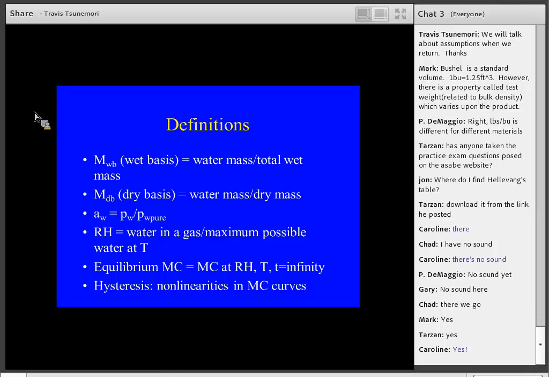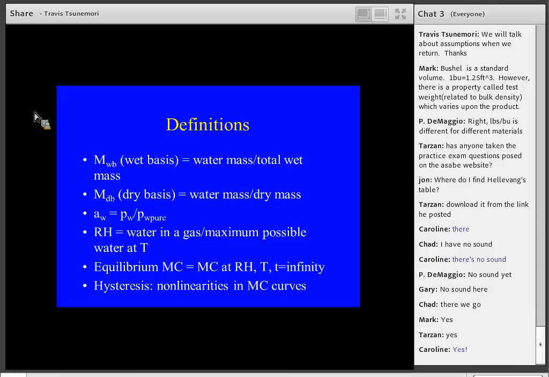The relative humidity is simply the amount of water in a gas divided by maximum possible water at a given temperature. So temperature is very, very important for relative humidity. Warm air can hold much more water than cold air. And we will come back and see that in a psychrometrics section at the end.